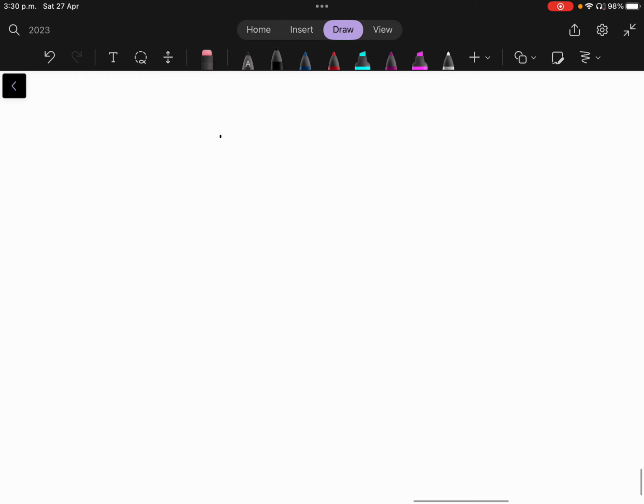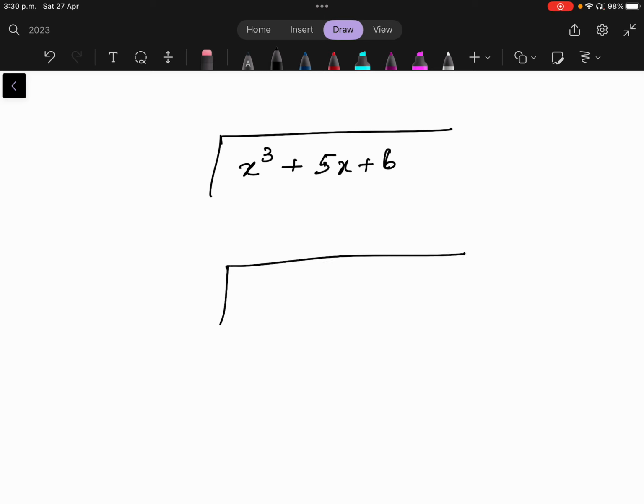Remember how to do a long division. Whenever you have an expression like x cubed plus 5x plus 6, as and when you see this, you have to see there is no term for x squared. So you have to rewrite this as x cubed plus 0x squared plus 5x plus 6, and then do the division. Otherwise, it will be wrong.